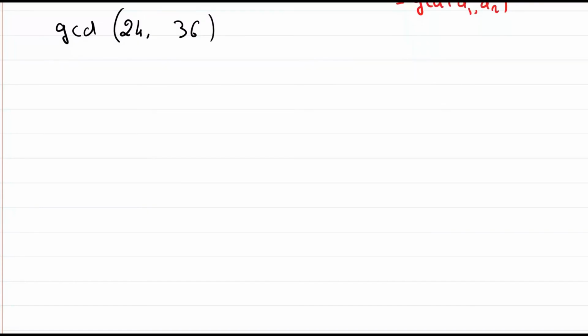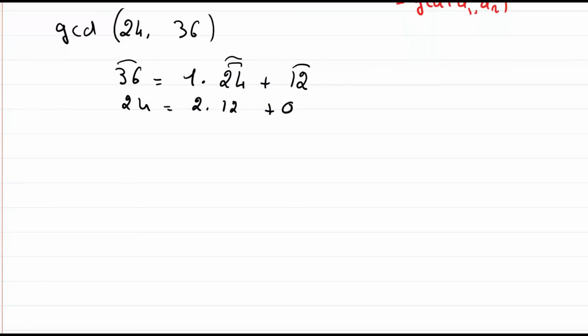What I said is that I divide the biggest one by the smaller one. So 36 is 1 times 24 plus 12. The greatest common divisor of 36 and 24 is the same as that of 24 and 12. So I divide 24 by 12. I get 24 is 2 times 12 plus 0. And now I got a remainder which is 0. And the greatest common divisor is the last remainder which is not 0, which is 12. This is what we already checked.